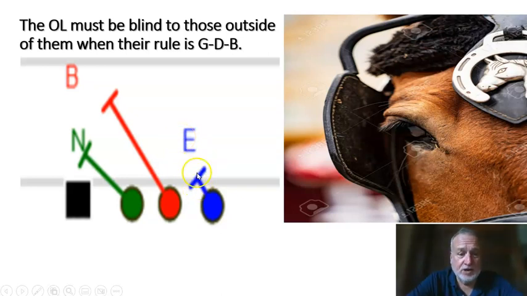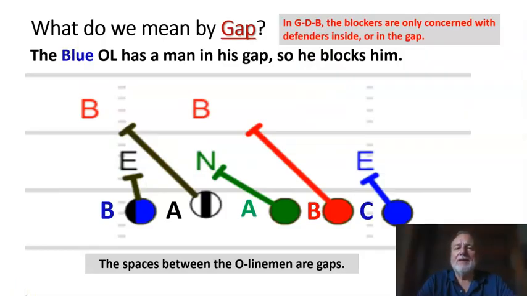The same thing if you got a nose. If you're blocking back with the center and there's a nose shaded right here, the center will get him. If it's to the inside of your nose, you got it. So what do we mean by gap?